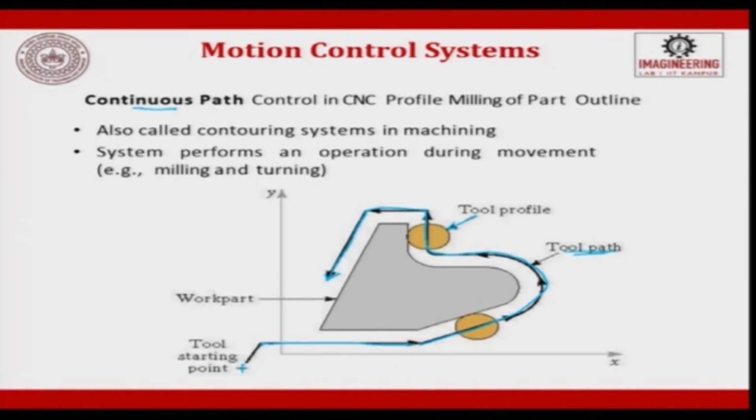So, this is the tool path you can see, and this is the tool, and this is the profile of the tool. So, this is called the tool profile. Here it is continuously monitored in which direction to go and what happens to generate the part. So, continuous path control in CNC profile milling of the part outline is called a contouring system in machining. The system performs an operation during movement. There, the movement was done and then an operation was done, but here the movement and the operation are done simultaneously to generate the part. That is why it is called a continuous path motion control system.